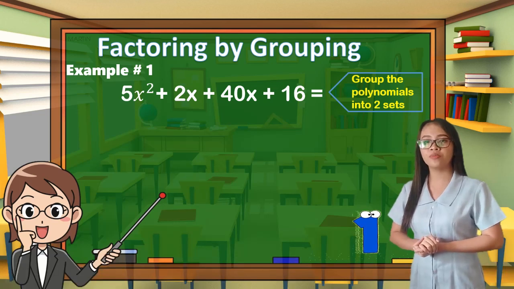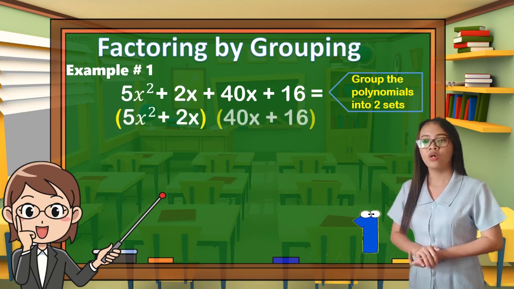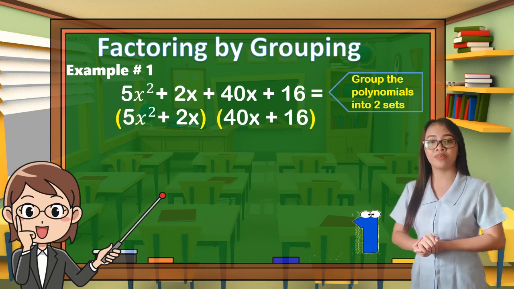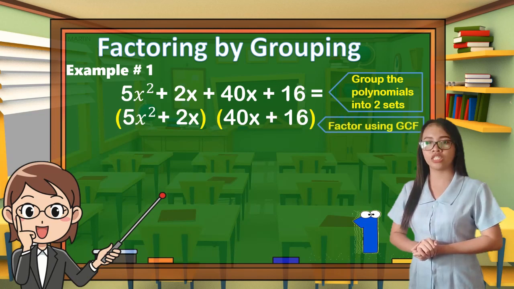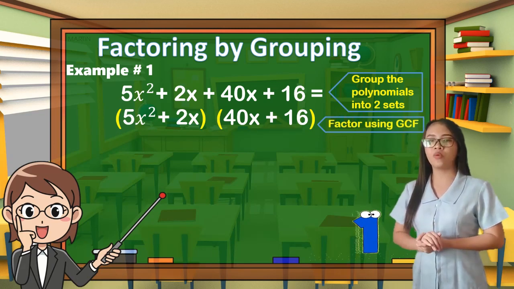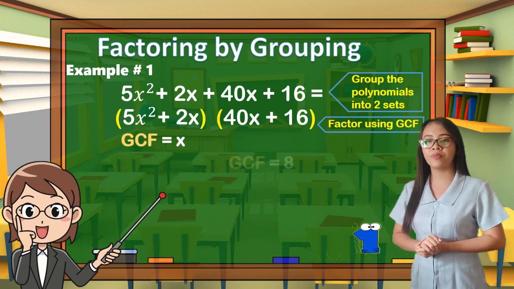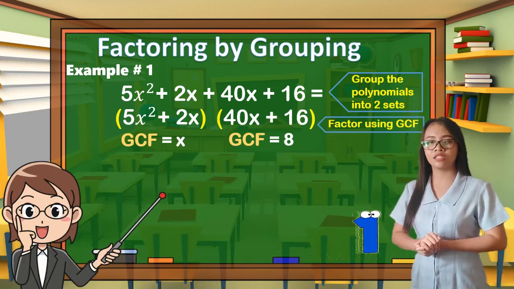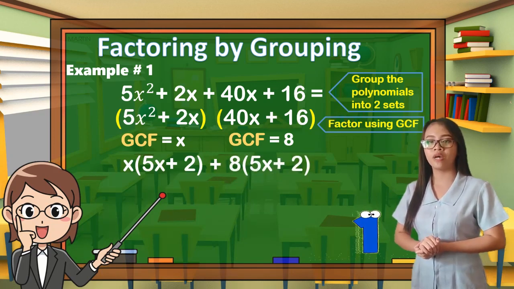The first group would be 5x squared plus 2x, and the second group is 40x plus 16. So this time, we can apply what we have learned in our first discussion, the first factoring technique, which is factoring by GCF. In our first group, our GCF would be x, and in the second group it is 8. So in our factored form, we can write it like this. As you can see, the parentheses of the first group and the second group are the same.